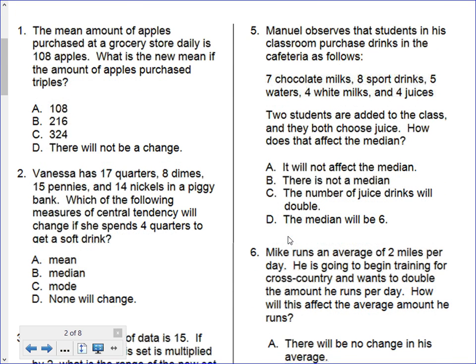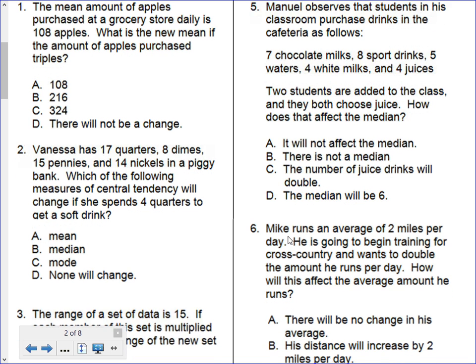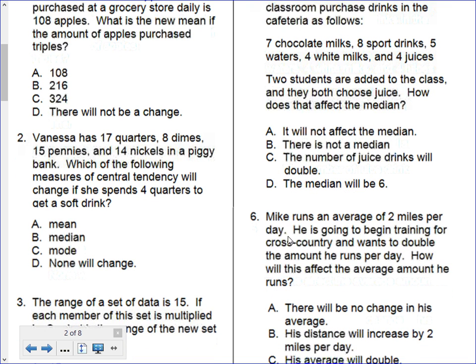Mean, median, and mode. Mean is the average. Add them up, divide by the number of terms. Mode is the one that occurs the most. Median is the one that, if you put them in order, is in the middle. Or, if there's not one in the middle, it's the middle two, and you find the average. Range is the difference between the lowest and the highest.